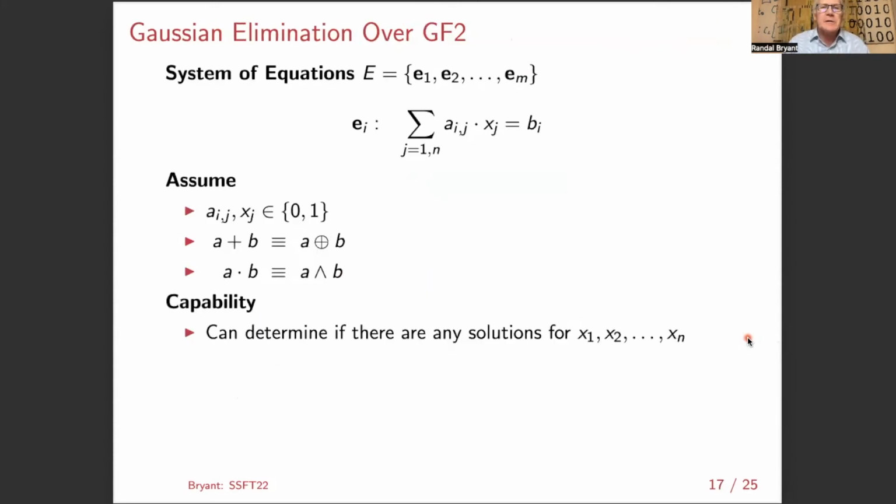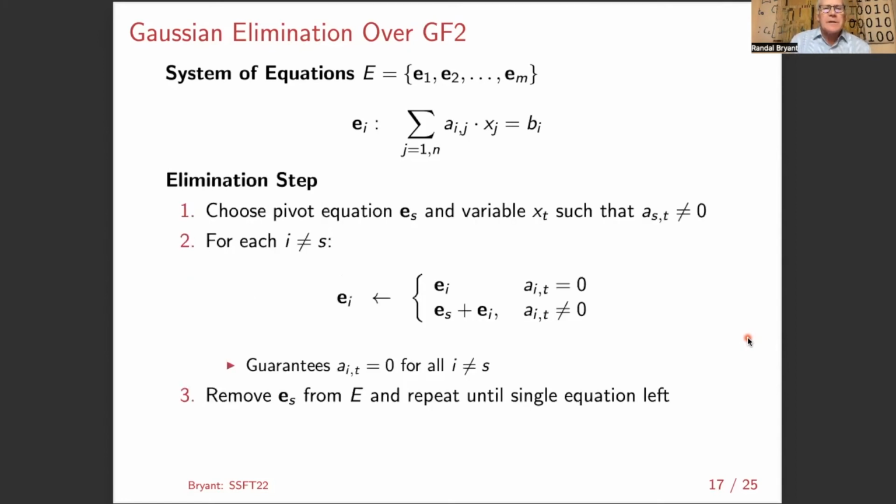Our solution technique will be based on Gaussian elimination, making use of the fact that the integers modulo 2, or GF2 as it's known, has the properties that are necessary to view it as a system of linear equations and solve it using traditional Gaussian elimination. So here I have equations where the coefficients, the variables, and the constants are all 1 and 0, and multiplication is like AND and addition is like exclusive OR.